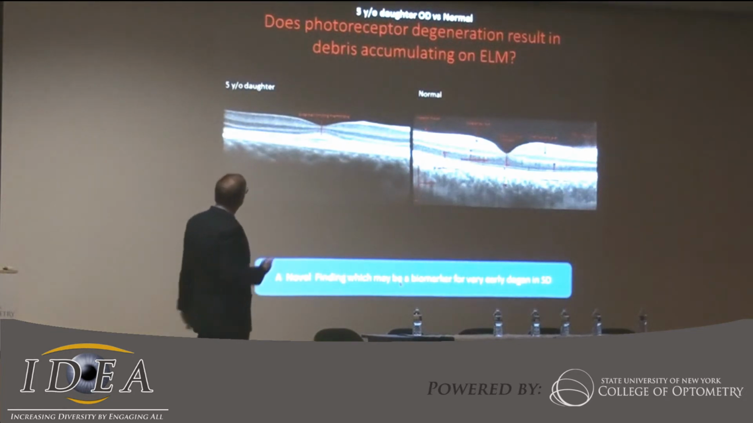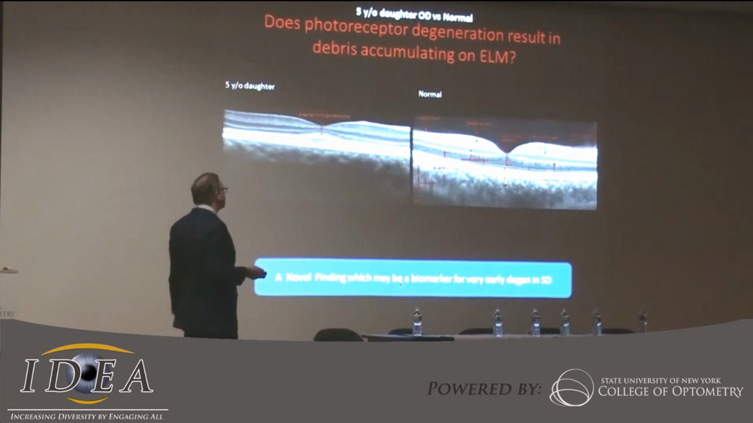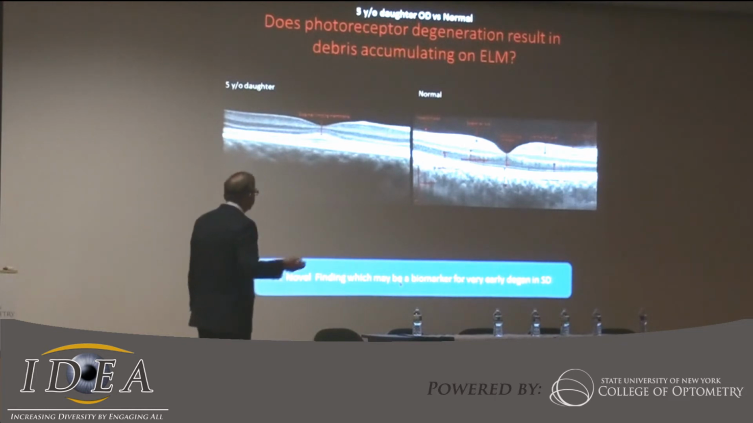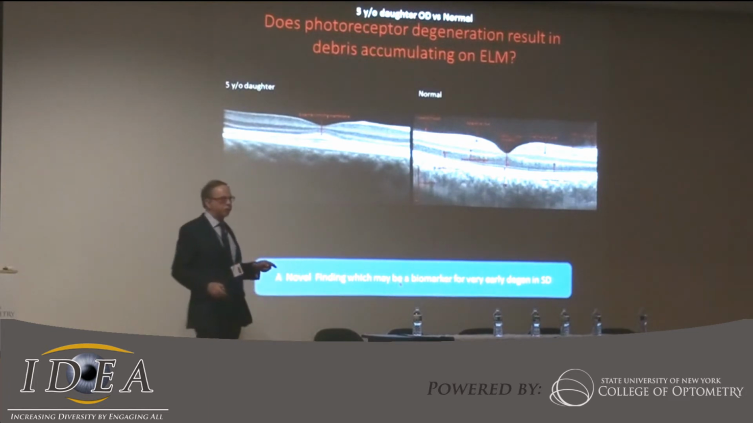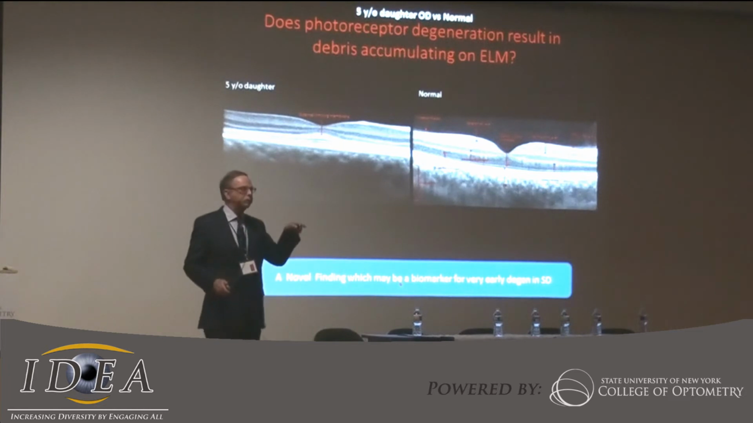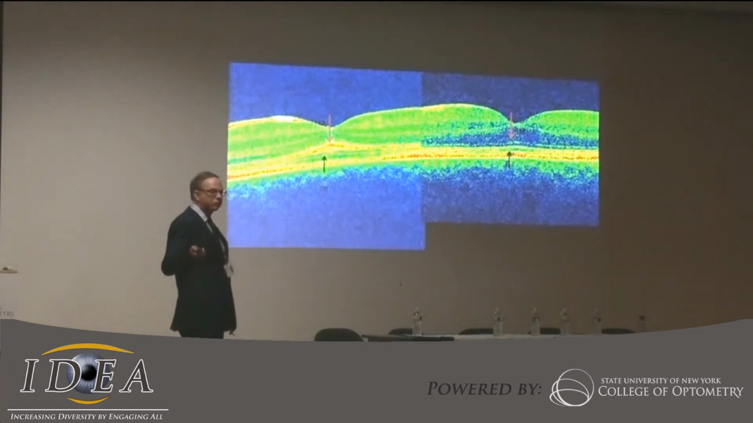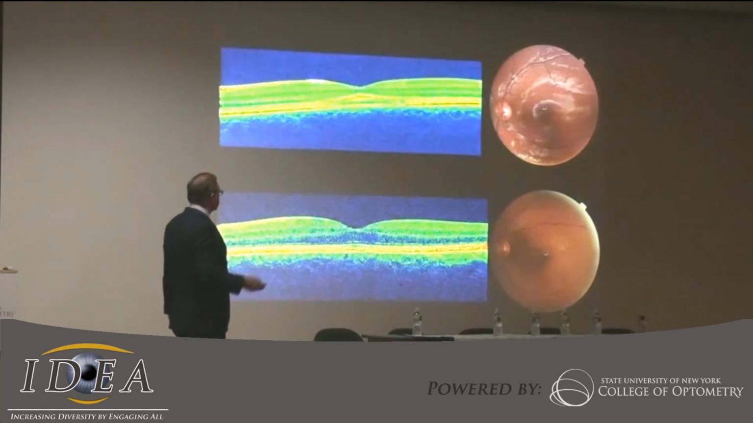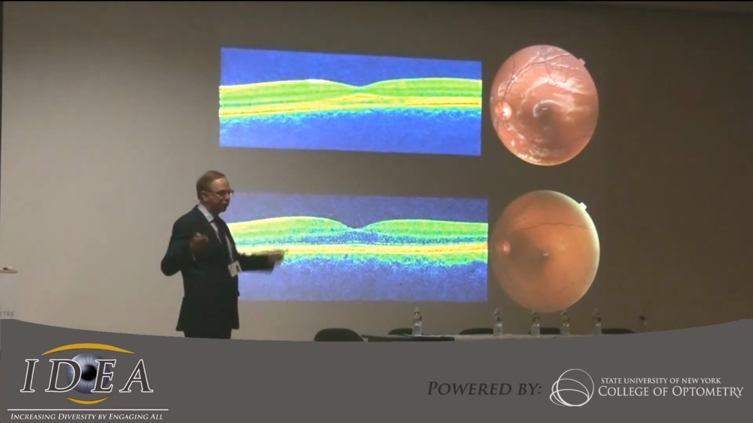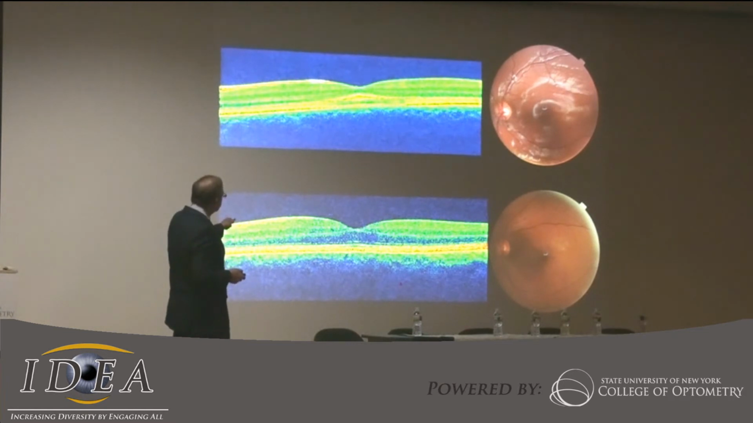There it is. Does this photoreceptor degeneration that this patient probably has at age 5 result in debris accumulating on the ELM? This novel finding may actually be a biomarker for very early degeneration. The good news, or the bad news, is she had a younger sister, 4 years of age, and we got a chance just a few days ago to see her. Sure enough, the younger sister also has a hyperreflective external limiting membrane. Both of these kids are probably going to go on to develop Stargardt's disease. Of interest is some treatment that we can talk about a little bit later that we might want to consider. Here's Dad. Dad and Mom are fine, but both youngsters have this hyperreflective external limiting membrane.